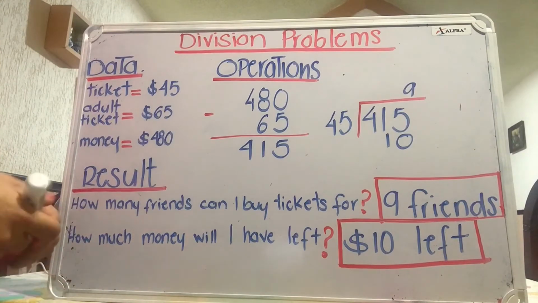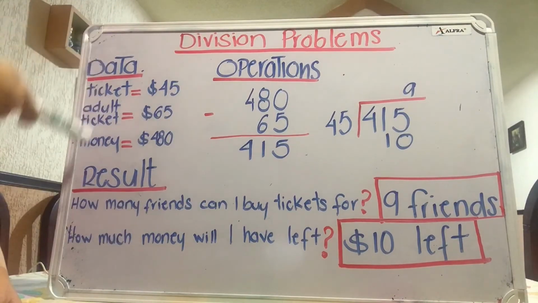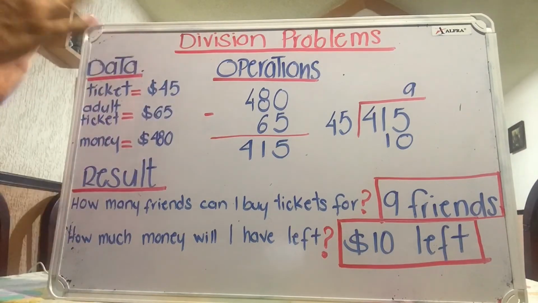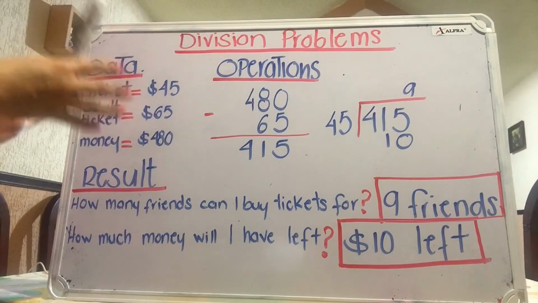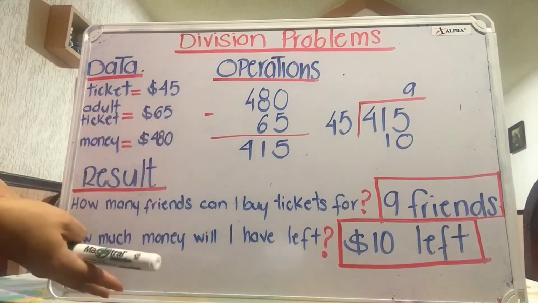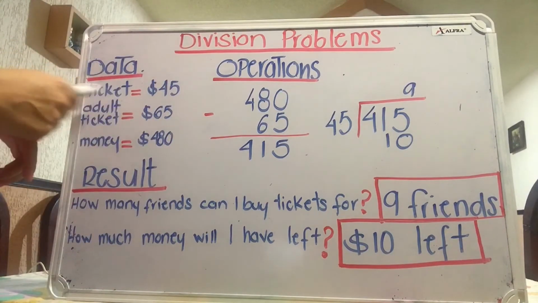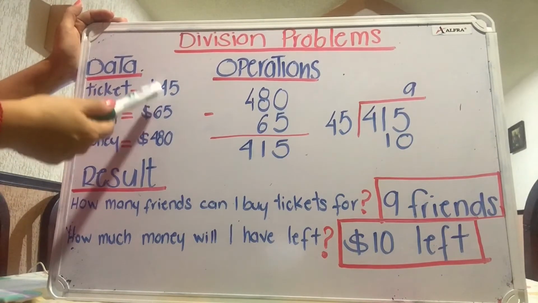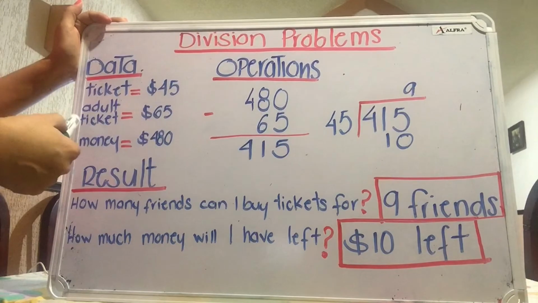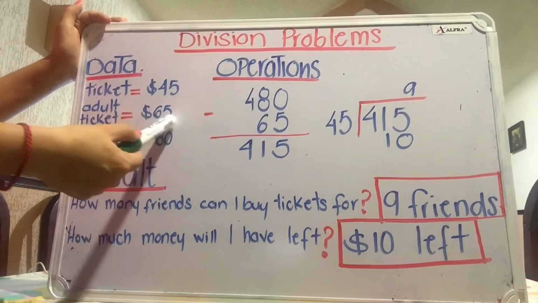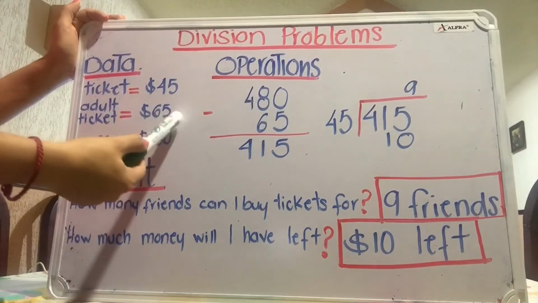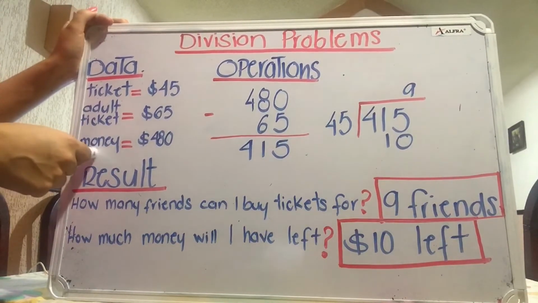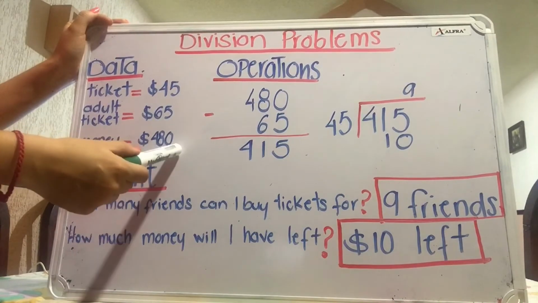Okay, first of all, I decided to separate the data, all the quantities information, so I can visualize exactly what I am going to do to answer the questions. The first data is the cost of the ticket. Each ticket costs 45 pesos. The adult ticket costs 65 pesos. I need this information because my mom wants to go. And the money I have, 480 pesos.